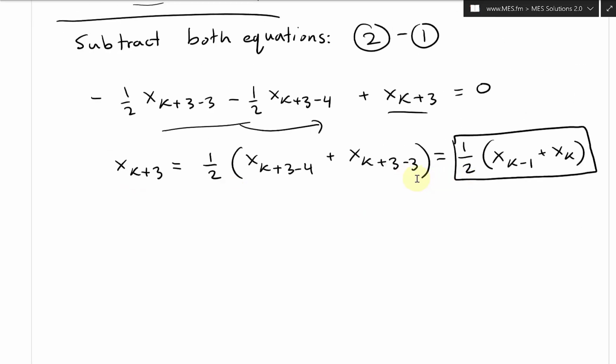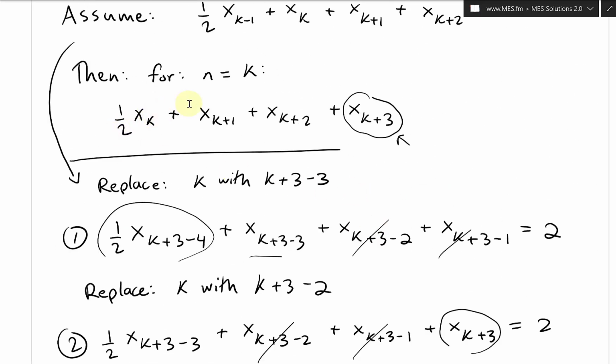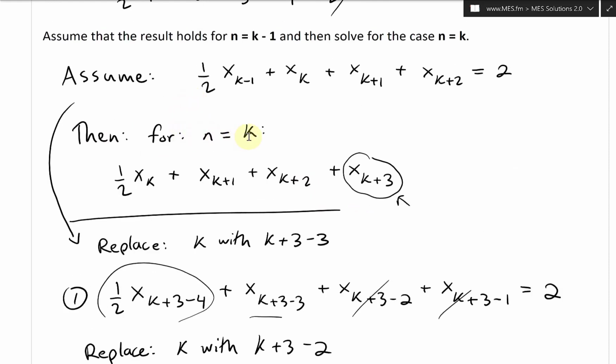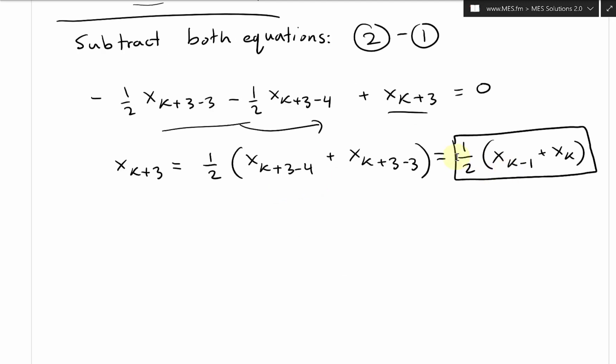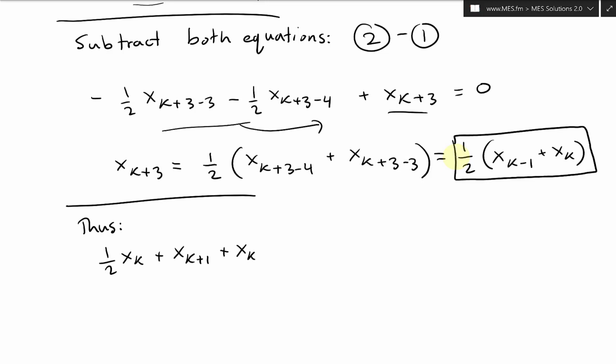Alright, so now that we have this, let's start off with our case n equals k right here. So we have this 1/2 x_k plus x_{k+1}, then plus x_{k+2}, then plus x_{k+3}. And then we could insert this inside it. So thus we get 1/2 x_k plus x_{k+1} plus x_{k+2} plus x_{k+3}, and we're going to throw this inside there.